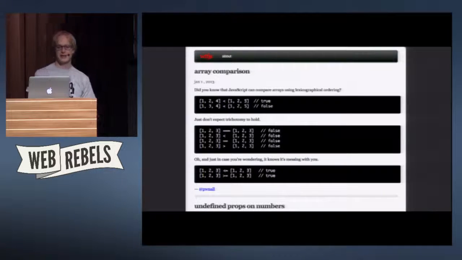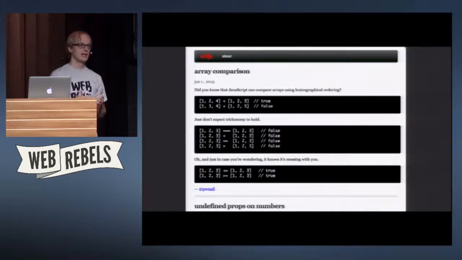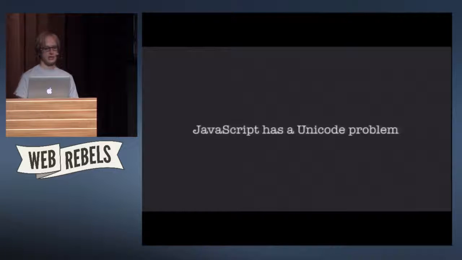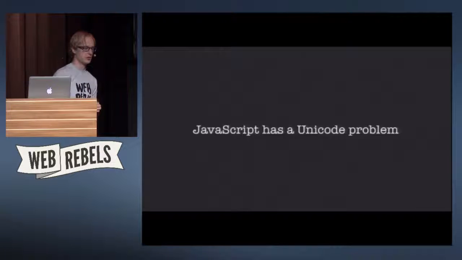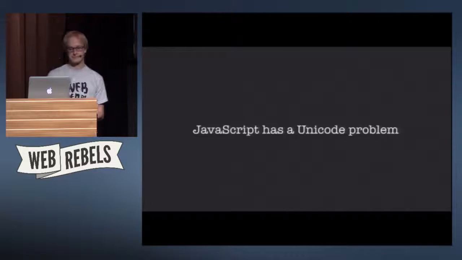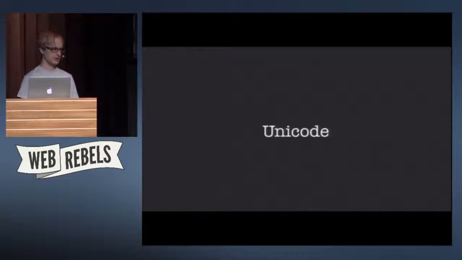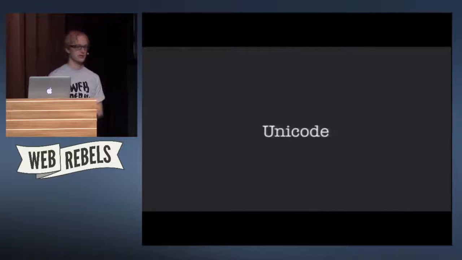But even then, if a particular behavior of a language is confusing to a lot of people, then that becomes a bit of a problem. So I'm going to go ahead and say that I think that JavaScript has a Unicode problem. The way JavaScript handles Unicode is just very surprising, to say the least. And before we get into that, let's talk about Unicode itself. Let's make sure we're all on the same page when it comes to Unicode.